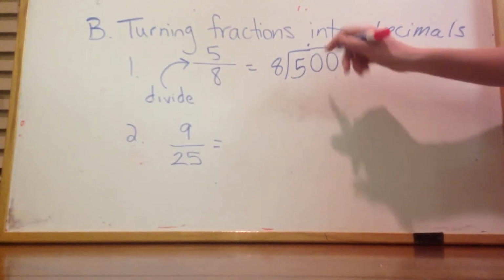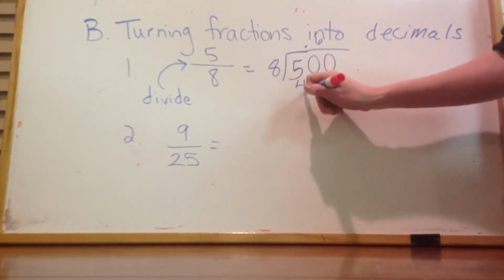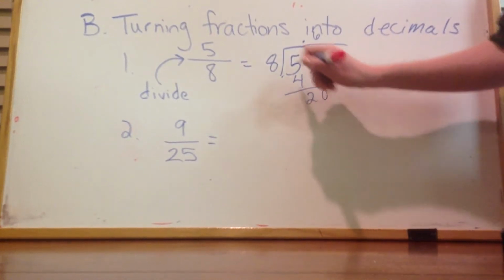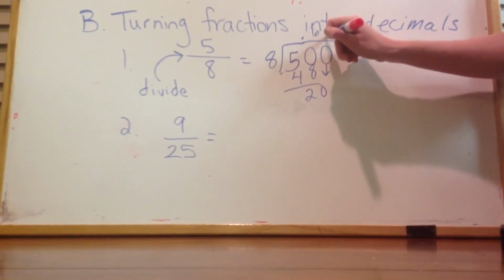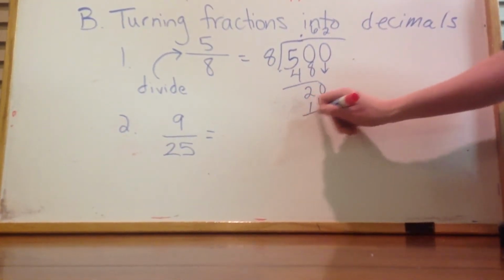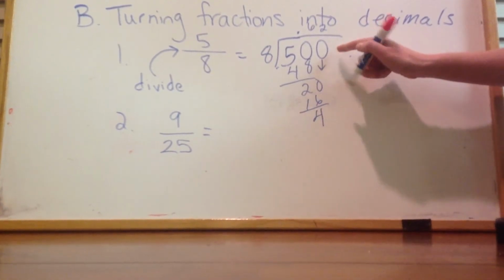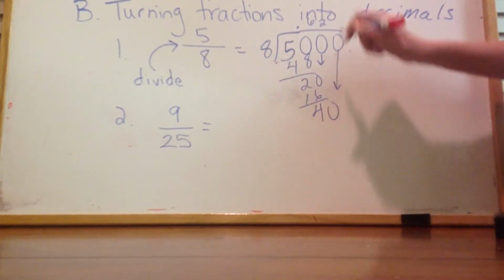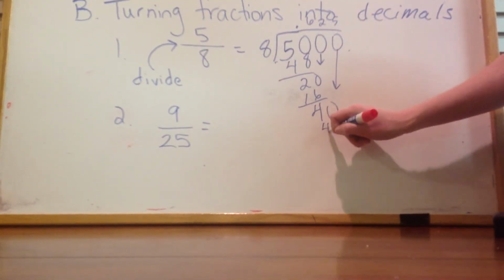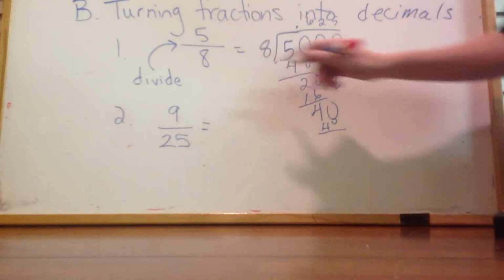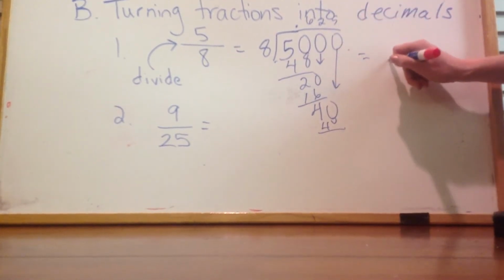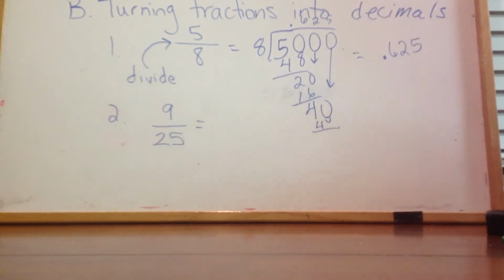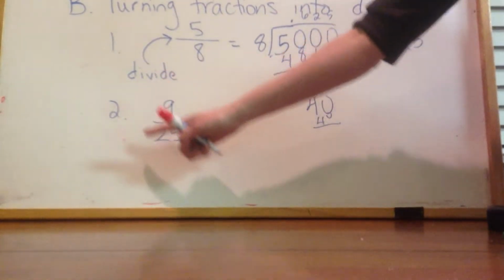8 goes into 50 6 times. We're going to subtract and bring down the next number. 8 goes into 20 2 times. We're going to subtract and bring down the next number. Uh-oh, there isn't one, but we can add zeros. 8 goes into 40 5 times. So 5 eighths really equals 0.625 or 625 thousandths. Let's try again here with 9/25.